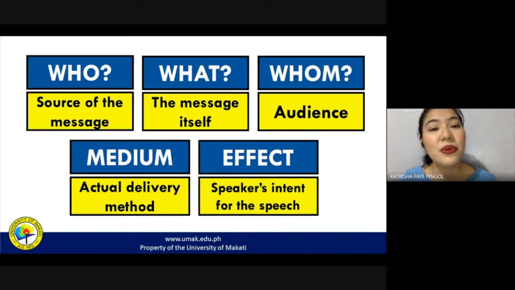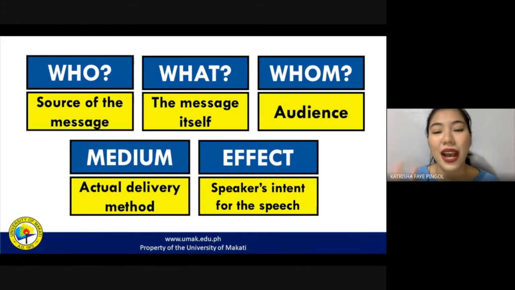And of course, you also need to think about or consider the effect that it will have to your audience. What is your intent for the speech? Is it going to be making them laugh? Is it going to make them think about something, consider something, or is it going to be influencing them to do something or motivating them to feel or be something?